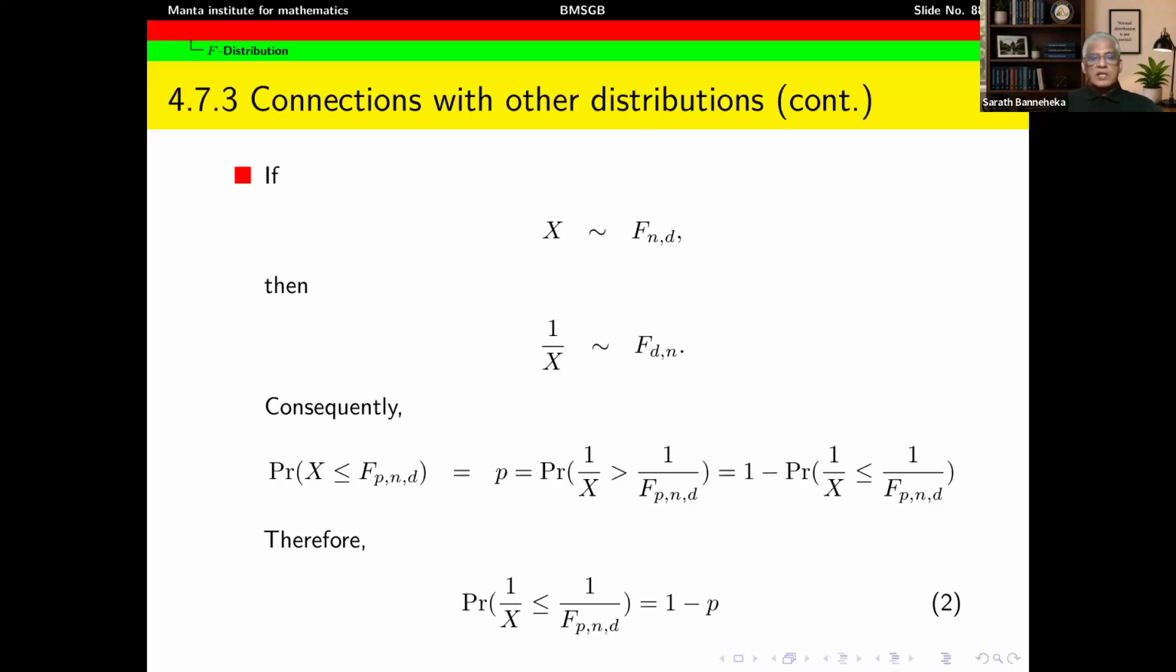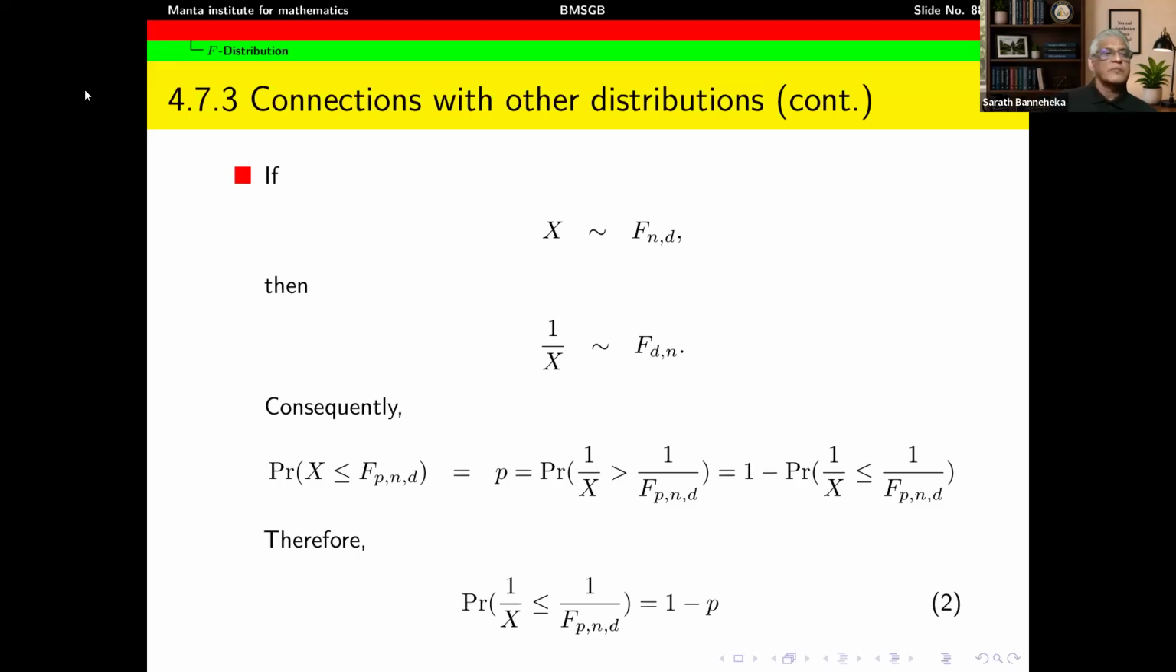Now, some other connections. Suppose X has an F distribution with N and D degrees of freedom, then we can prove easily 1 over X has an F distribution with numerator degrees of freedom D and denominator degrees of freedom N in that case, right? This is also very easy to see.